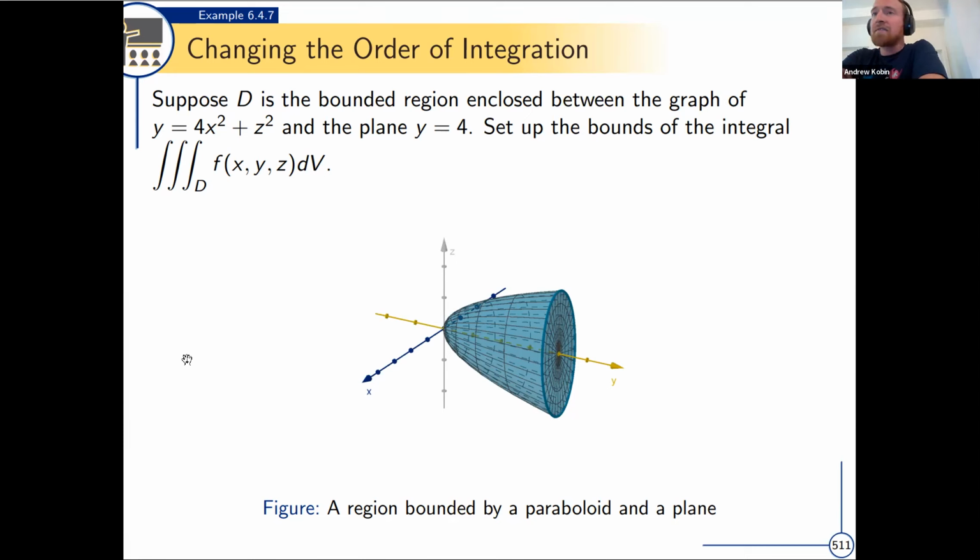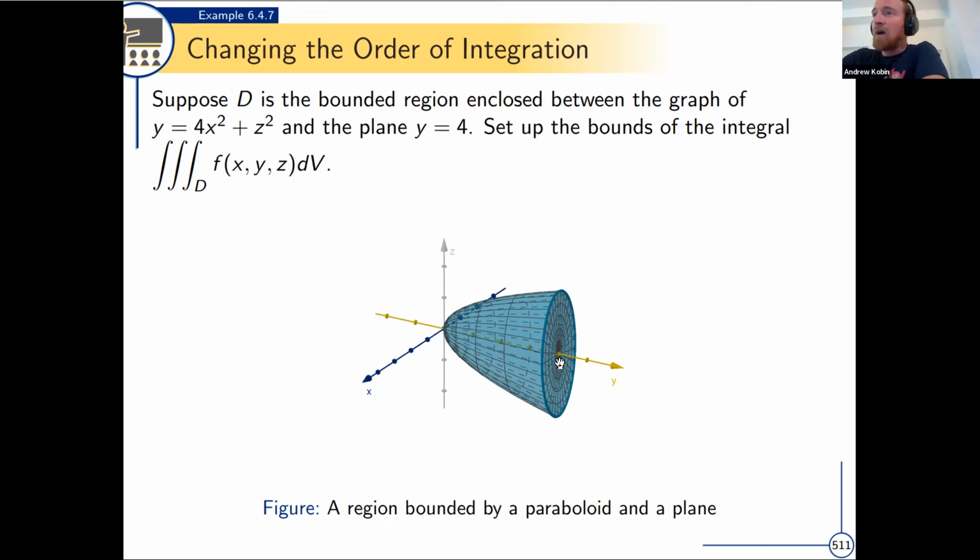And the question asks you to set up the bounds of integration for a triple integral of some function over this region. And in general, this is going to be difficult, but rather than choosing z to integrate first, why don't we look at the most complicated expressions here, the paraboloid, y equals a function of x and z, and then y equals 4 here. It's not so complicated, but they're both solved for y.